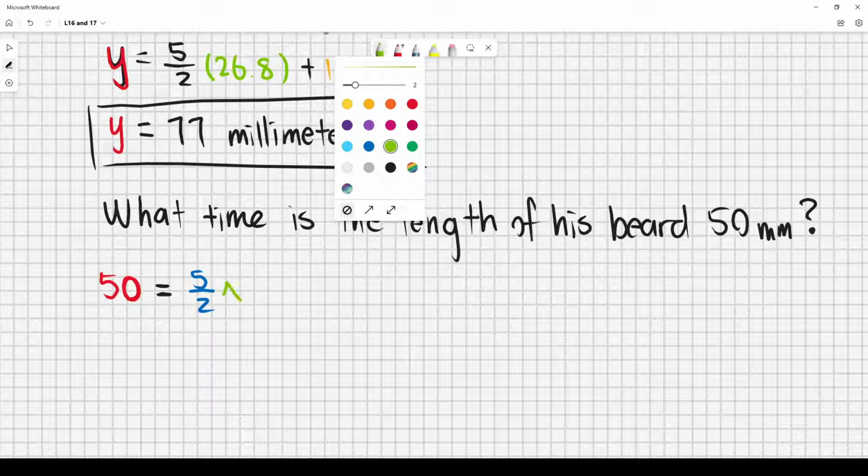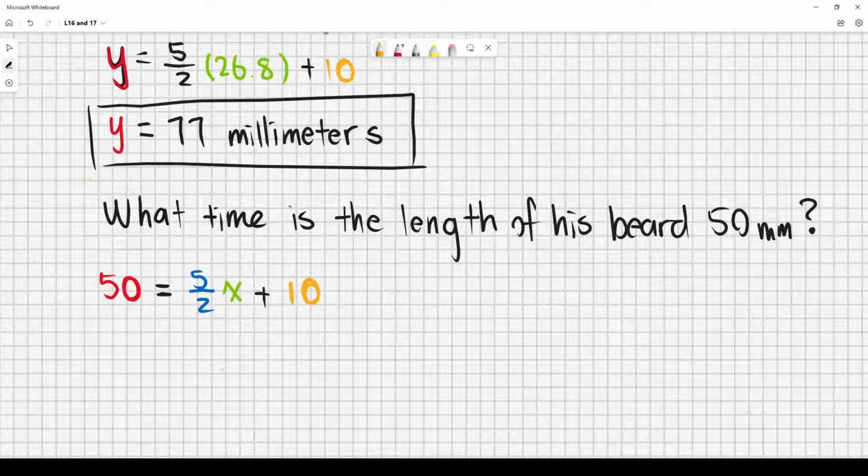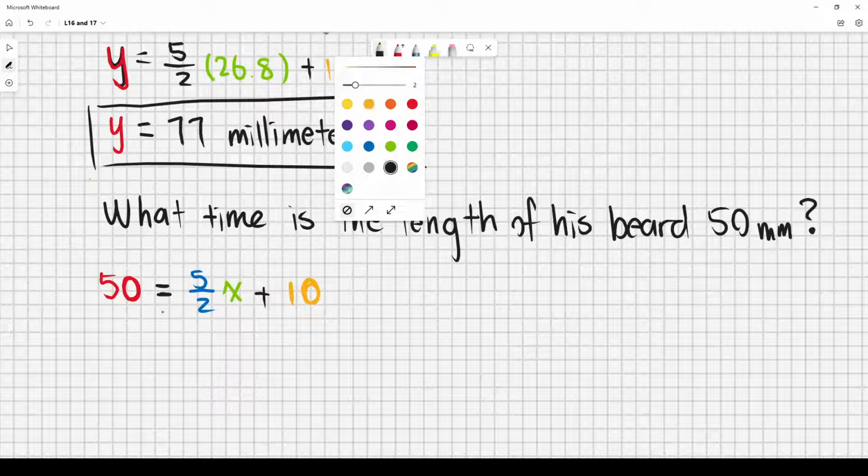Solving for x, the initial value is always there, no matter what you're solving for. Don't forget to include that. And now all you got to do is solve for the equation. Oh, let me change back to black. So I could minus 10 on both sides, and then I get 40 is equal to 5 over 2x.